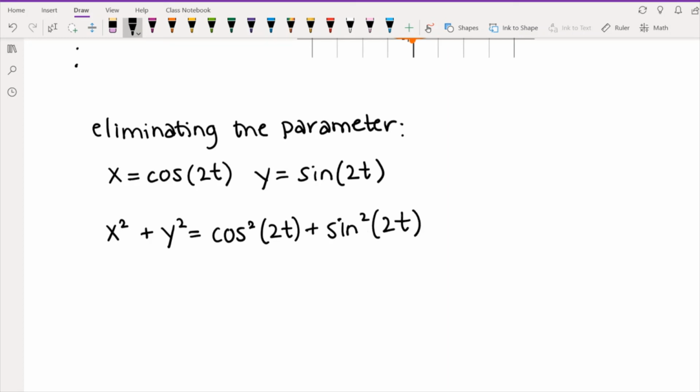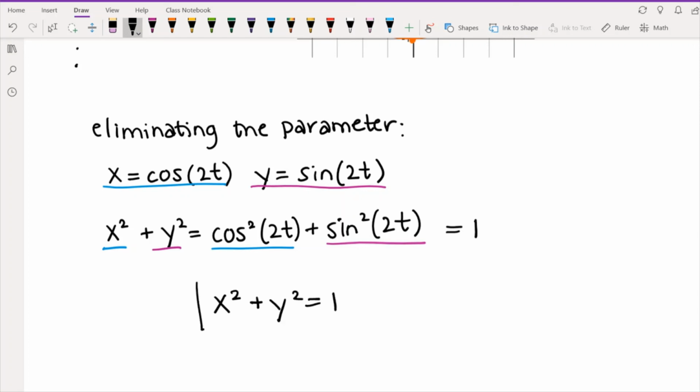But it doesn't matter what the input is, as long as the input is the same in the cosine and the sine, it's always going to be true that cosine squared plus sine squared of the same input, you'll always get 1. And so the form without the t in it would still be x squared plus y squared equals 1.